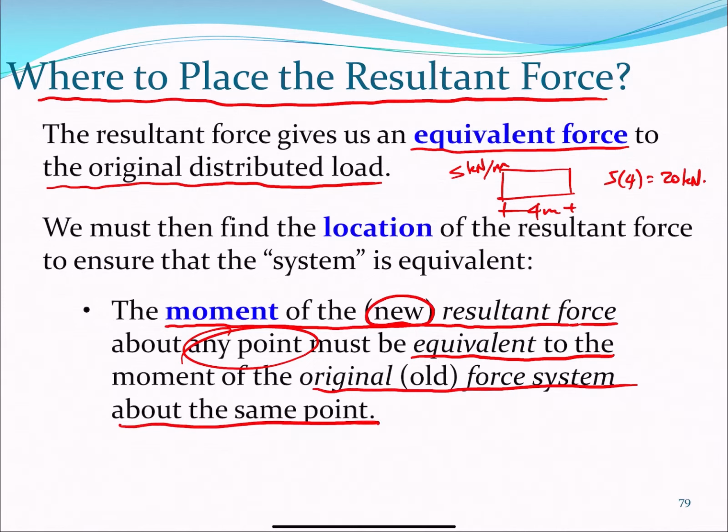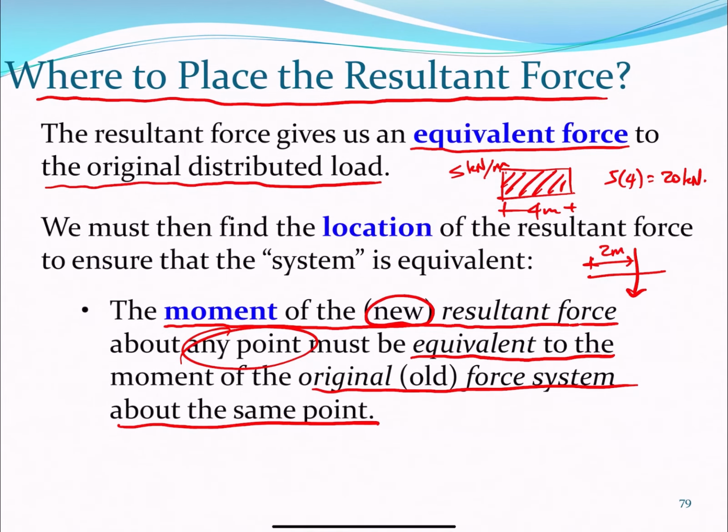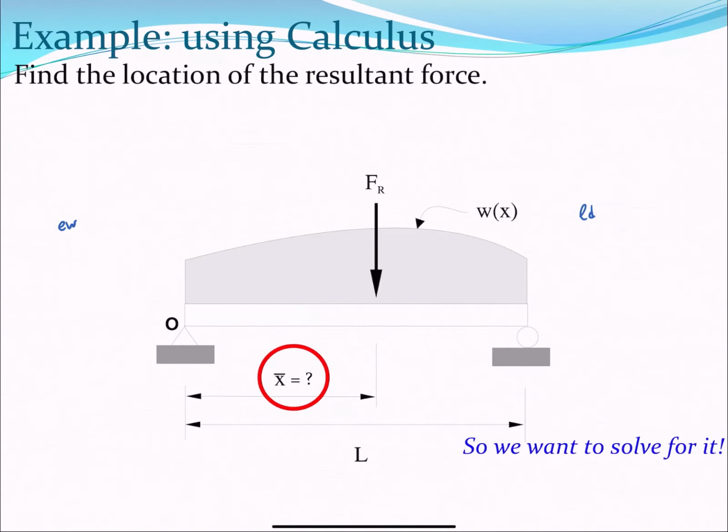So wherever I change this into a concentrated load, the moment I cause with the new load has to be the same moment that I was causing when I have many loads on this shape, right? So I have to create the same moment, and that is what is going to make us able to define the location of these loads.